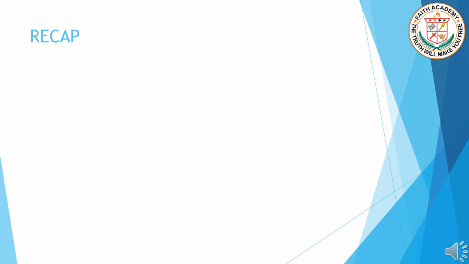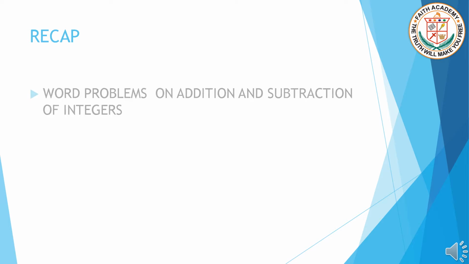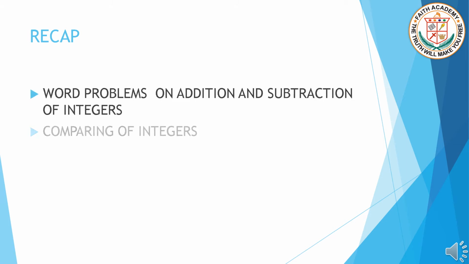Before we go forward, let us see what all we had learned yesterday. We had done word problems on addition and subtraction of integers. We had done comparing of integers, and we had learned a new thing, which is the magic square.